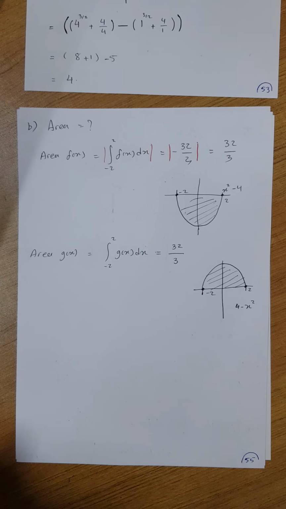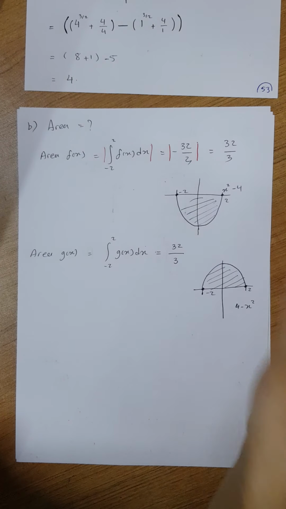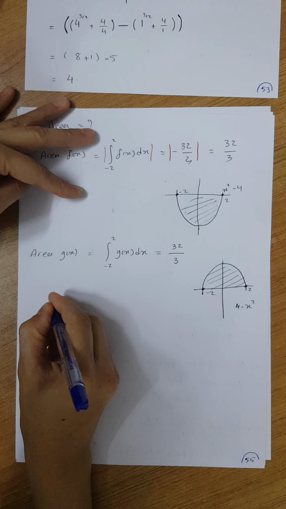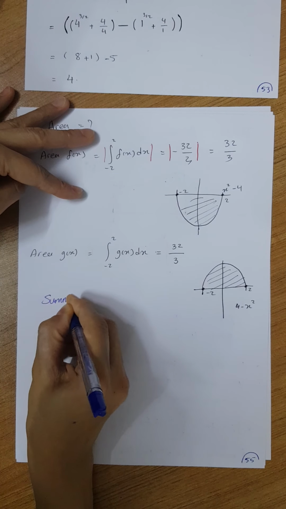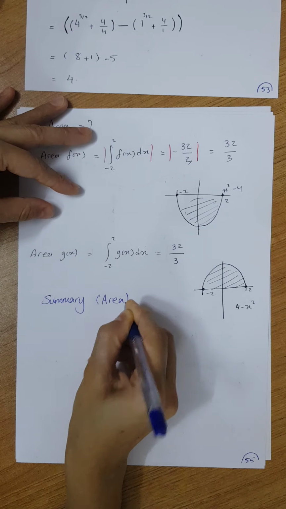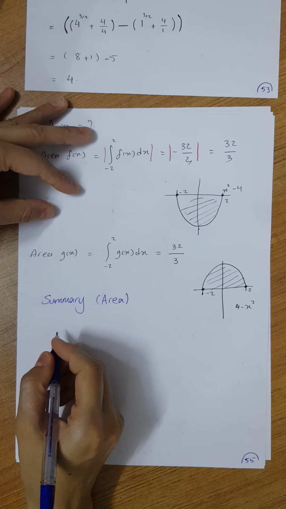In general, when we are finding the area under a curve, it may not be a function simply like that. It may be a function that's intersecting the x-axis in many points. So in general, if we come to a summary for finding area, okay, what shall we do? What are the steps that we shall do?